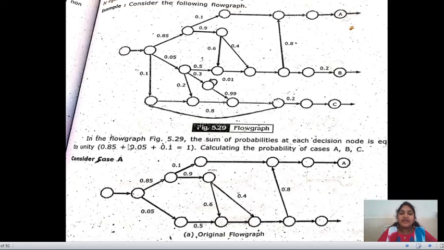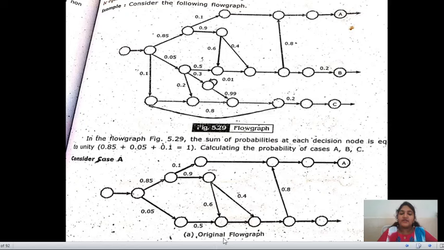In the flow graph I defined, the sum of probabilities at each decision node is equal to unity, like 0.85 plus 0.05 plus 0.1 is equal to 1. So this is the A case, B case and C case. We are calculating the probabilities of cases A, B, C. If this is the A case, what is the probability? If this is the B case, what is the probability? And if this is the C case, what is the probability?